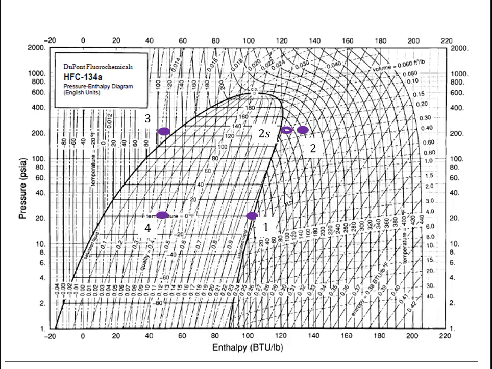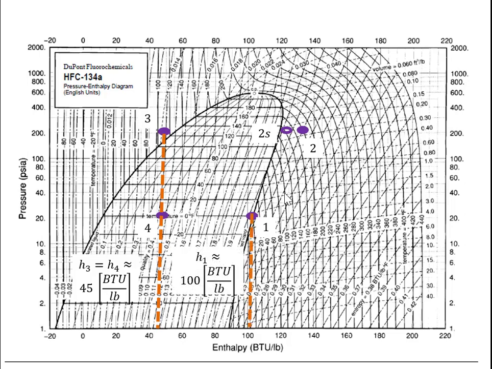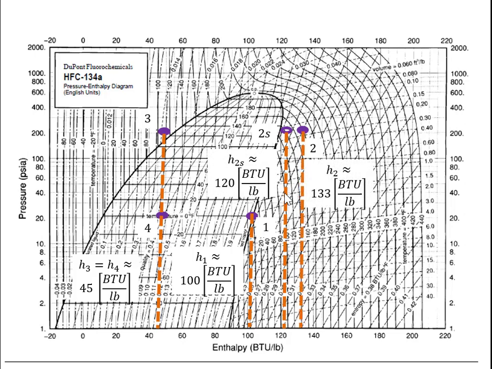Now I'll use the graph to read the enthalpies. State 3 and state 4 have an enthalpy of approximately 45 BTU per pound mass. State 1 has an enthalpy of approximately 100 BTU per pound mass. State 2s is at approximately 120 BTU per pound mass, and H2 is approximately 133 BTU per pound mass.